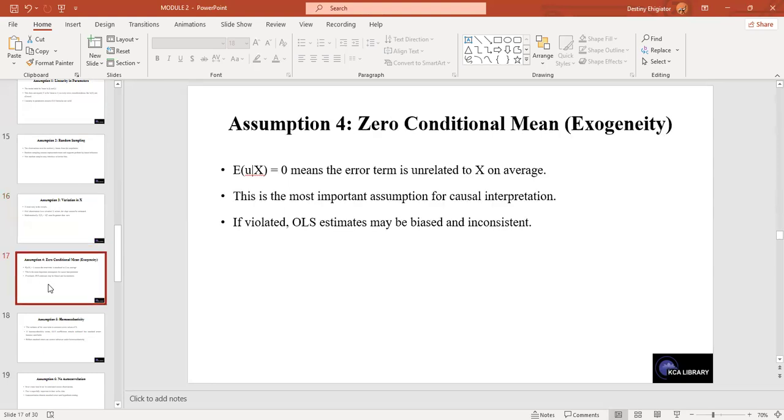Assumption 4, there is zero conditional mean, that is, exogeneity. This means the error term is unrelated to X on average. This is the most important assumption for causal interpretation. If this is violated, OLS estimates may be biased and inconsistent.